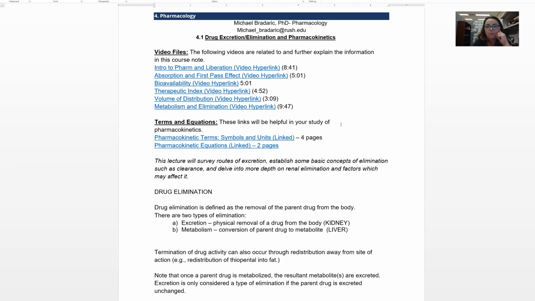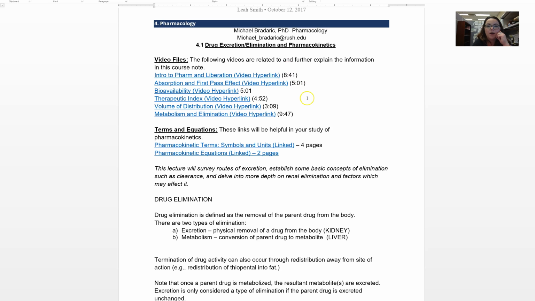Okay, then we get into Dr. Bradrick's stuff. You're going to do a lot of math. There's an equation sheet here, and there are some terms and symbols and whatnot here. So you're going to want to check out both of those. Make sure you can access them. Then he made you a combination of videos. I've linked to the times here as well that you can follow along as he goes through.